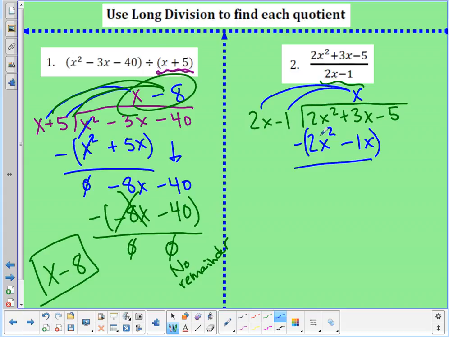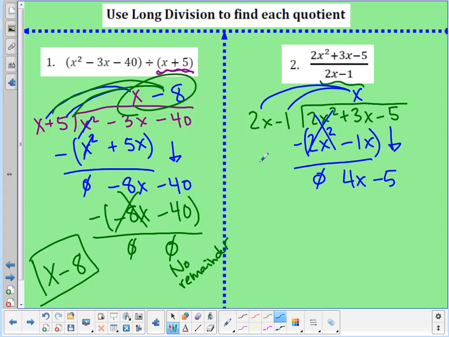So 2x squared minus 2x squared goes away, and that's 0. That was my goal. And then 3, positive 3, minus -1. Minus a negative is plus a positive. So 3 plus 1 is 4x. So that's what I have there, and then I bring down that -5 and try it again.